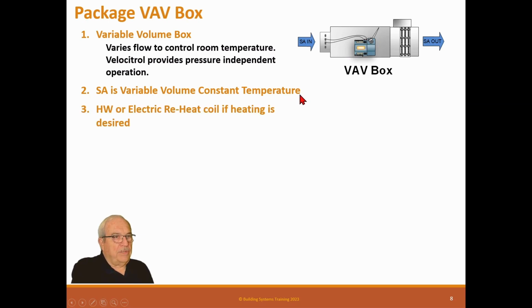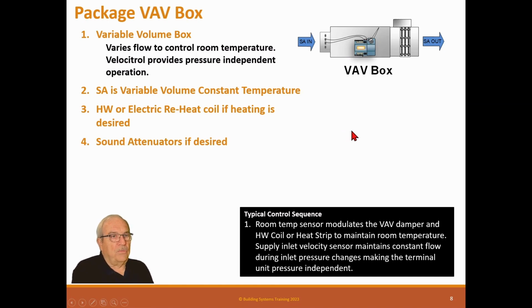Hot water electric reheat, the coil heating is desired. So this I'm showing a strip heater. Now all boxes don't have them. Some boxes are cooling only, but at least all the perimeter ones should have a heater of some kind on it. And in cooling mode it is variable volume, constant temperature. In heating mode it is variable volume, variable temperature, because the heater can bring it up. So it's a little bit different.